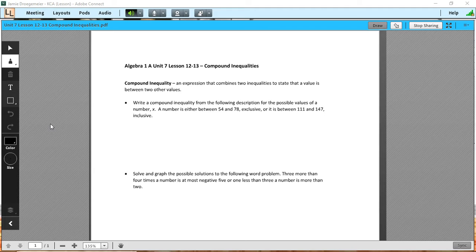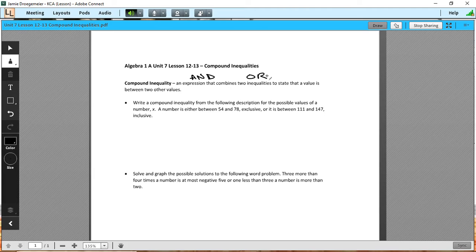Today we are in Unit 7, looking at lessons 12 and 13, compound inequalities. Let's just start by defining what a compound inequality is. Basically, a compound inequality is an expression that's combining two inequalities. We're going to be using either and or. So taking two inequalities, we are combining them with and or to state that a value is between two other values. As we look at some examples here, that will start to make more sense. So let's just jump in.